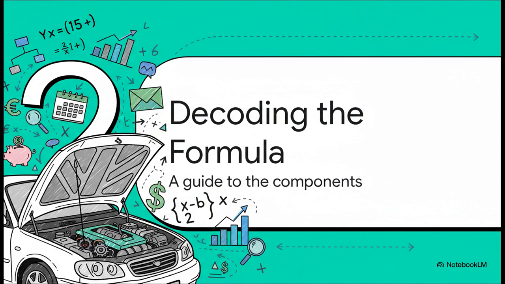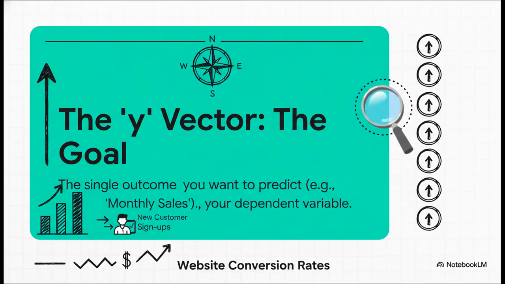In this section, we're going to pop the hood on our forecasting engine and look at each part. We're going to decode that formula. And I promise you, behind every one of those symbols is a simple, logical business idea. Let's break it down. First up, let's talk about the Y vector. In the simplest terms, Y is your goal. It's the one single thing you're trying to predict. It's the question you're trying to answer.